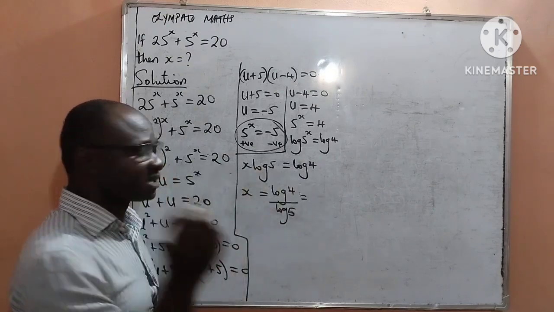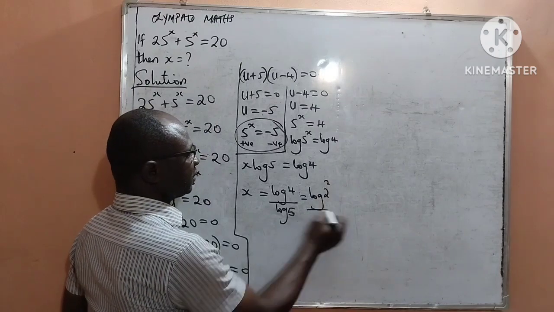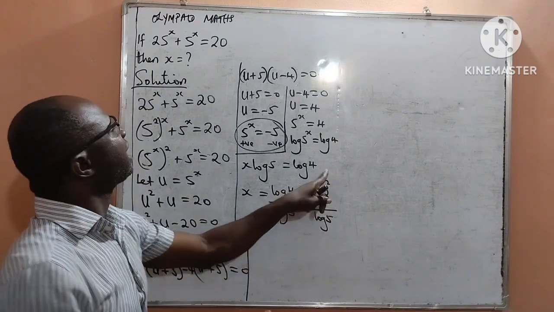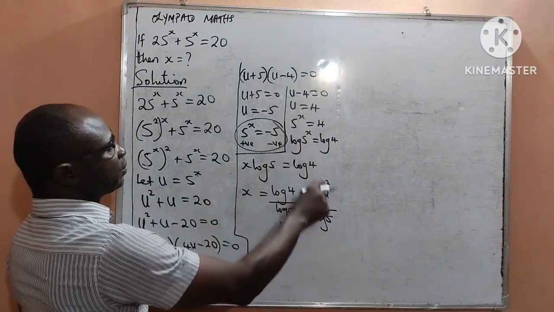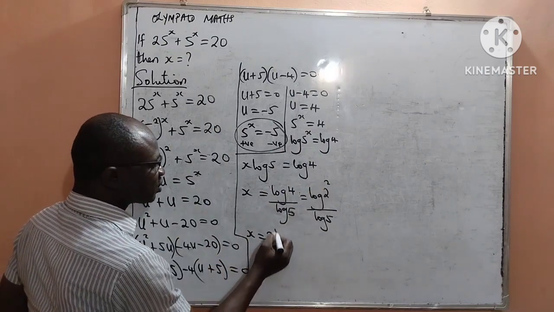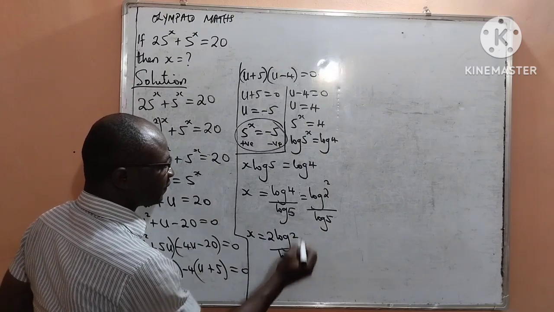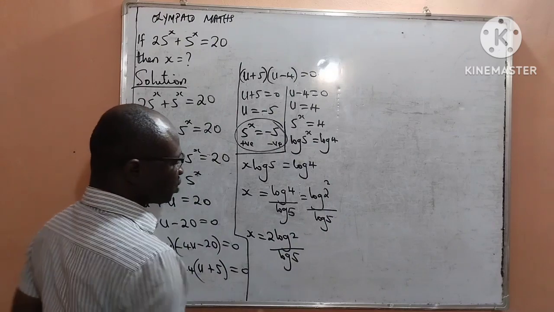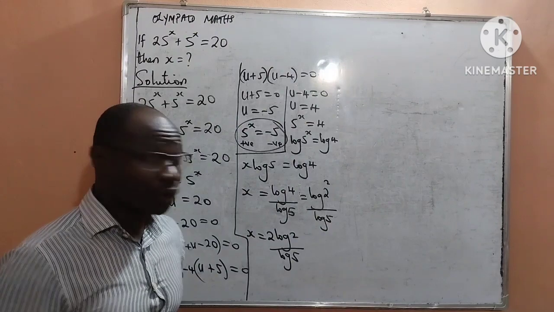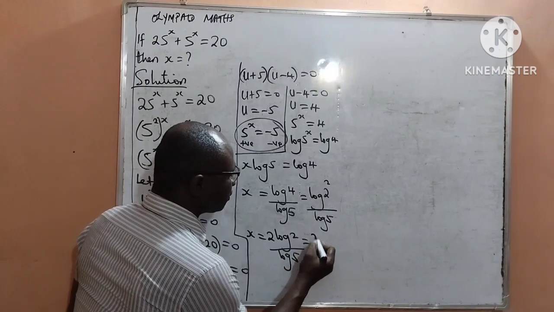But this is the same thing as the log of 2 raised to the power 2 divided by the log of 5, because 4 is 2 raised to the power 2. Applying the same law, moving 2 to the front, will give me the value of x as 2 log 2 all over log 5. This means we can find log 2, and we can also find log 5.